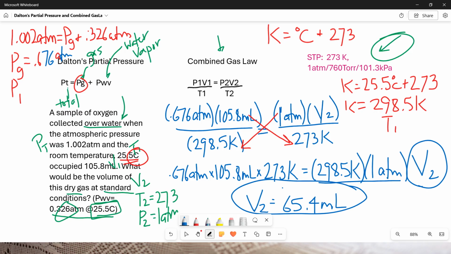I hope this helps you in using Dalton's partial pressure and gives you a better understanding of using that to solve for a variable in a formula.